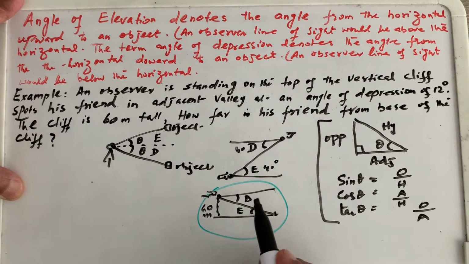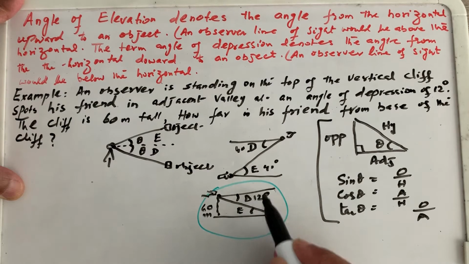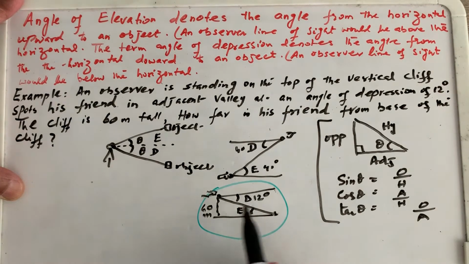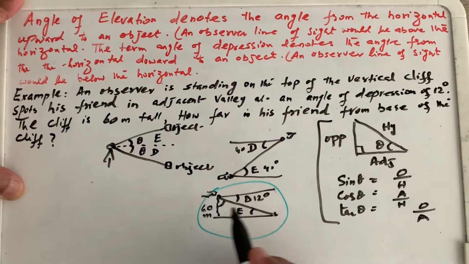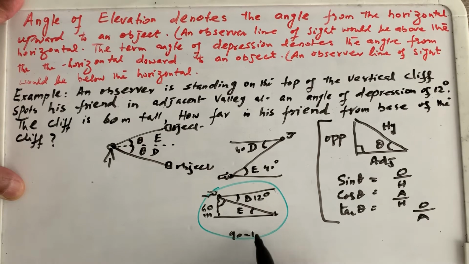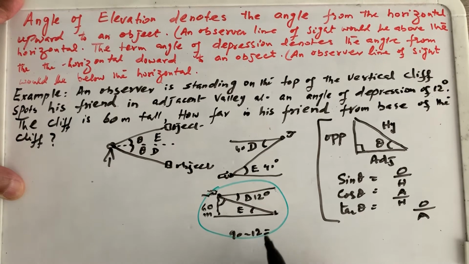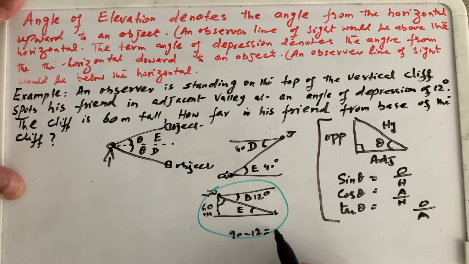So that means this angle of depression is given. This angle is given here, 12 degrees, right? As per the rule, when two parallel lines are cut by an oblique line, this angle D and E must be equal. Or you can find this angle if you want to: 90 minus 12 will give you this angle.